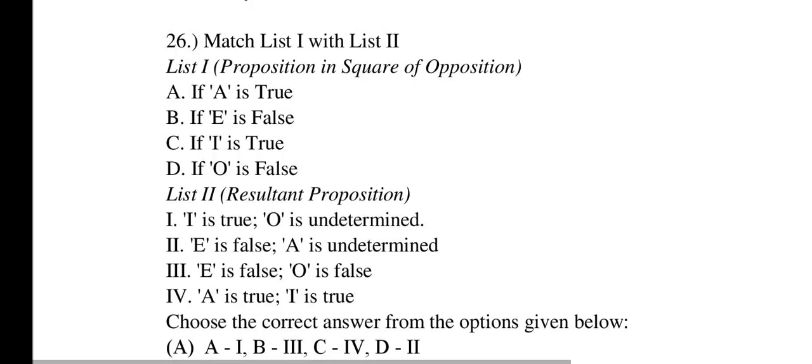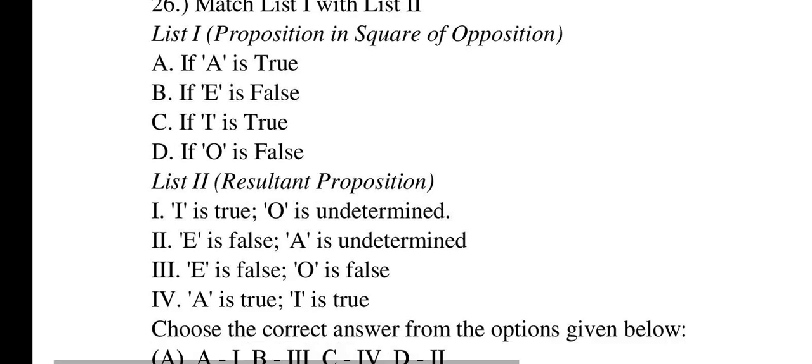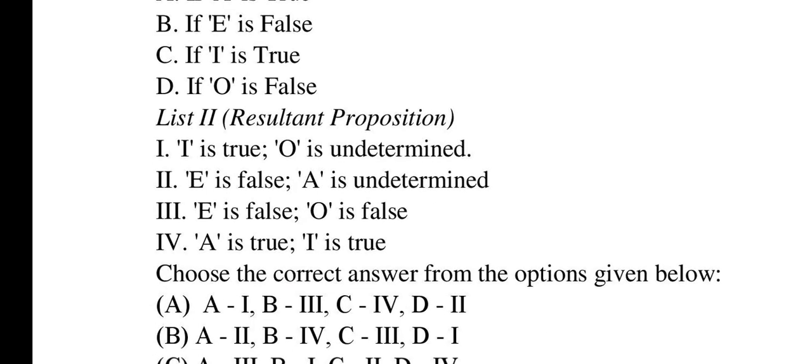26 says, match list 1 with list 2. In list 1 we have propositions in the square of opposition: A, if A is true; B, if E is false; C, if I is true; D, if O is false. List 2 says resultant proposition.